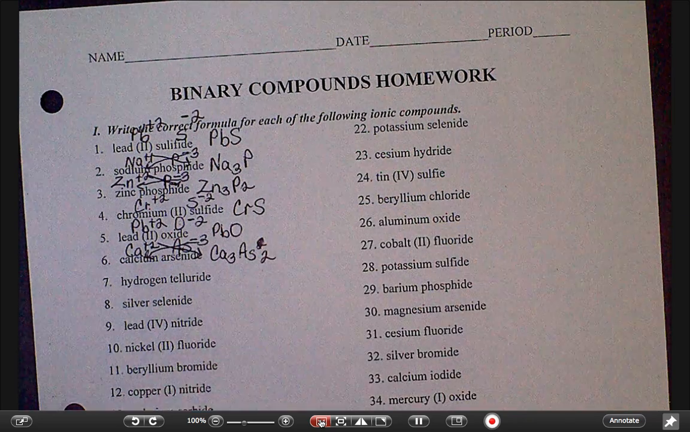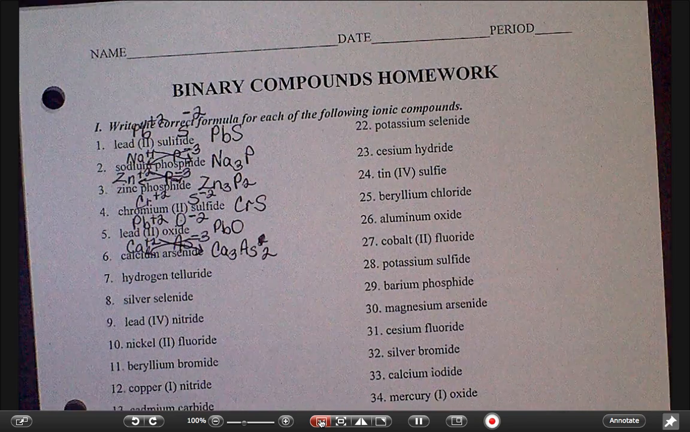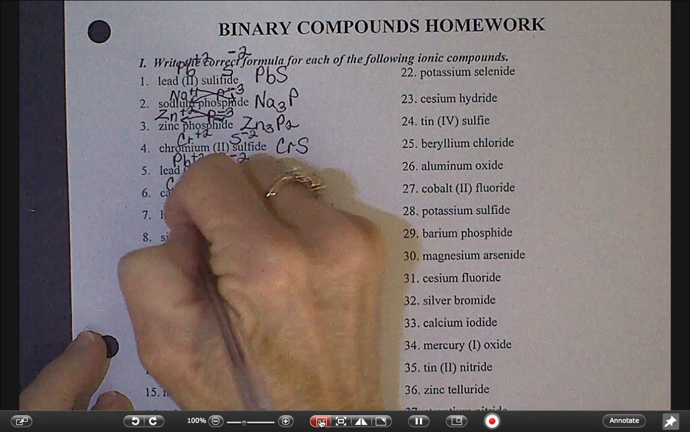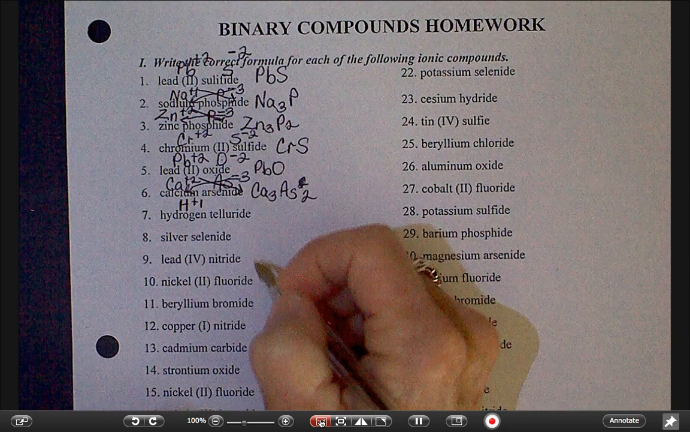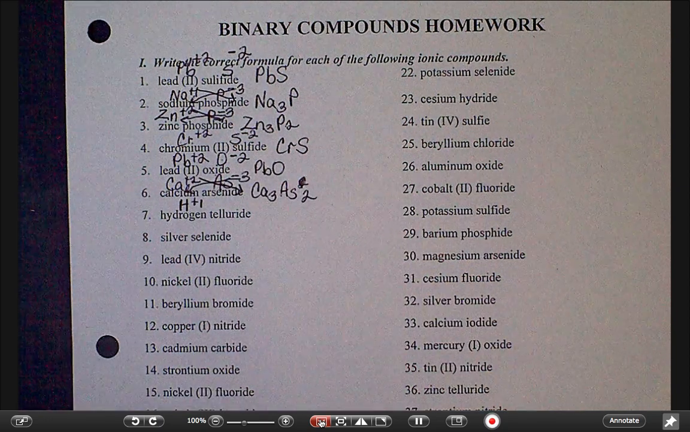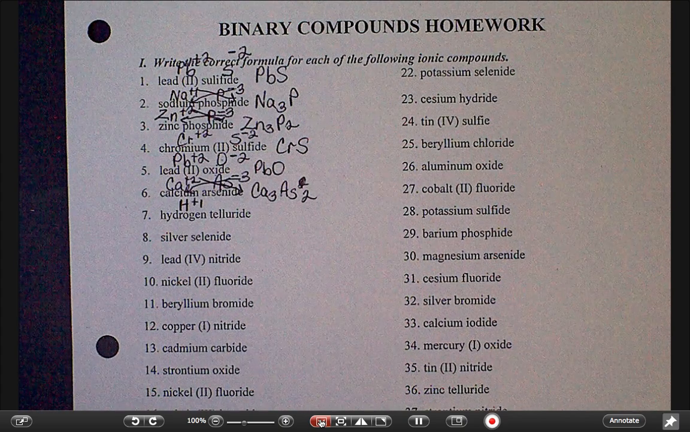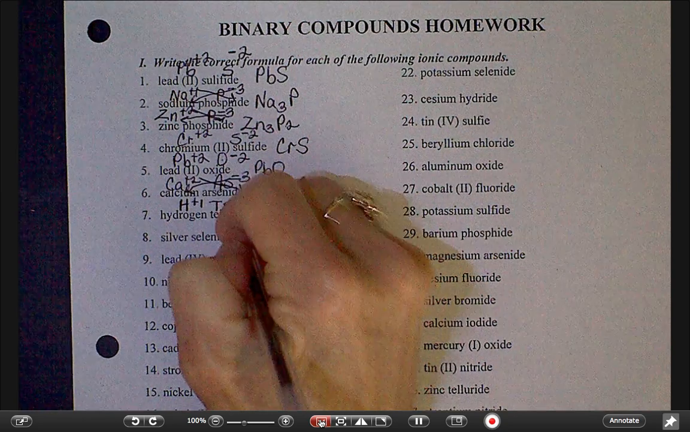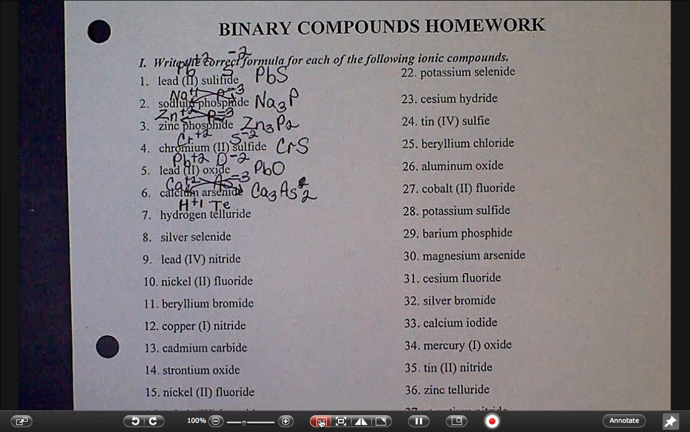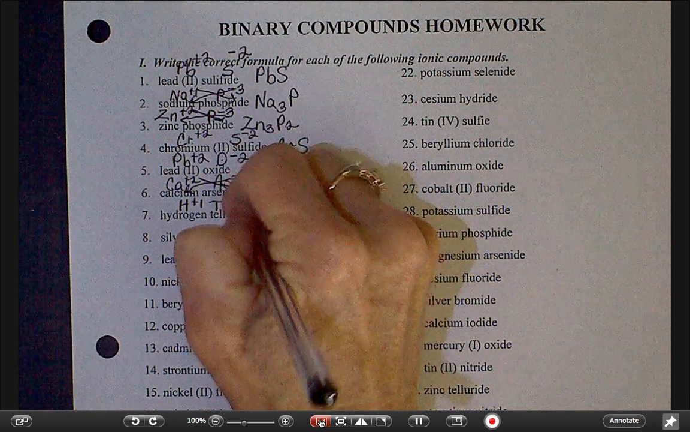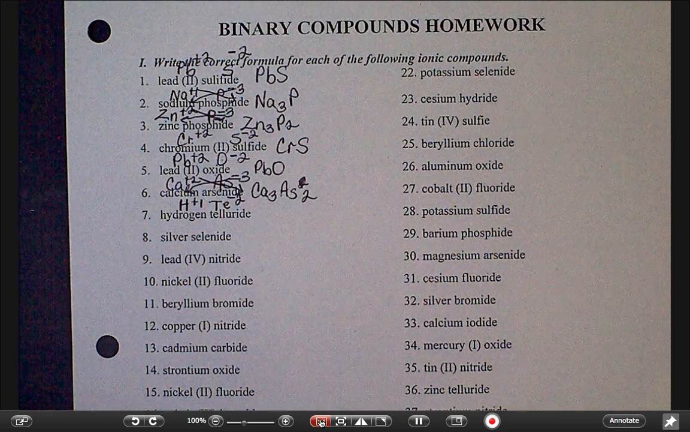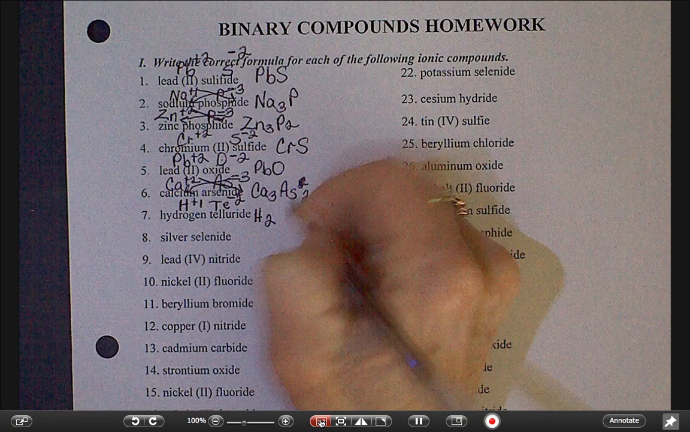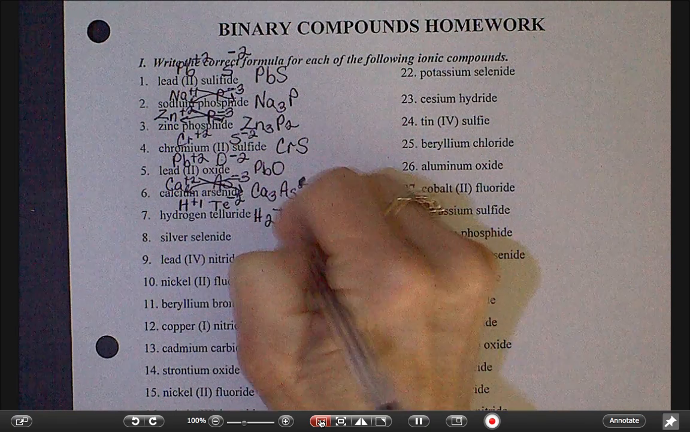I'm going to do 7 with you. It's the first time we've seen hydrogen function as a cation. Hydrogen is a +1 because it lives where? Group 1. Okay, telluride. Is that number 52 on your periodic table? Okay, so that's Te, and it's in group what? Just like oxygen? -2. So crisscross, who gets the 2? H2Te. Okay?